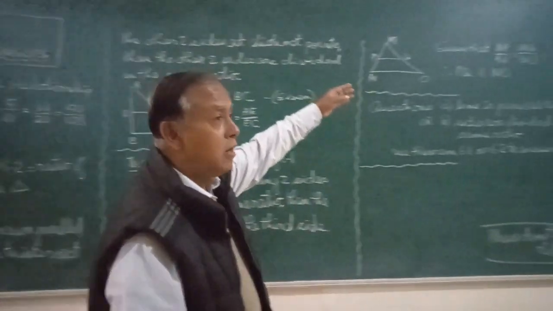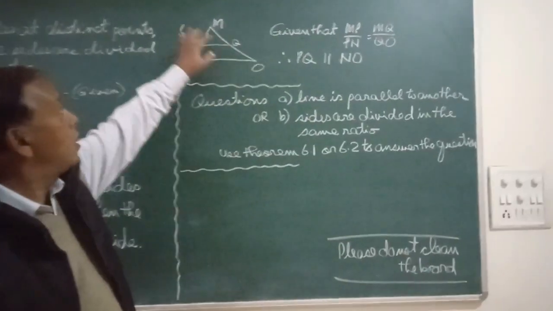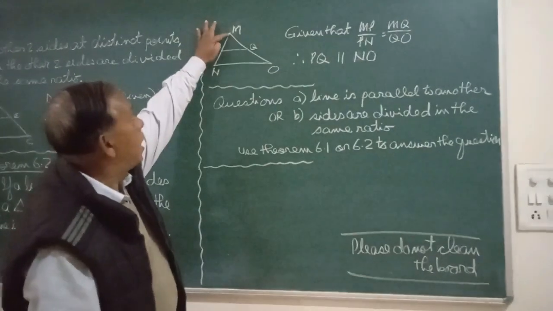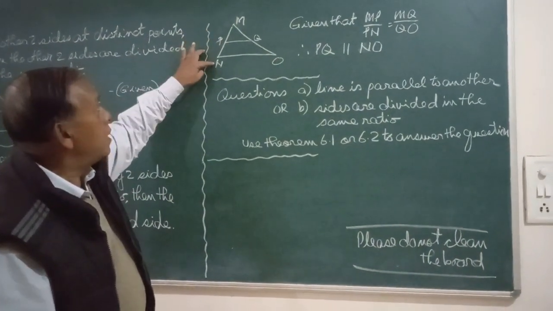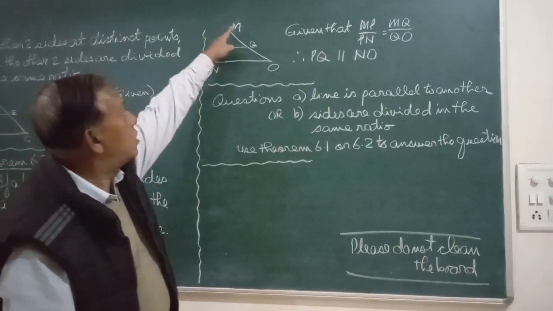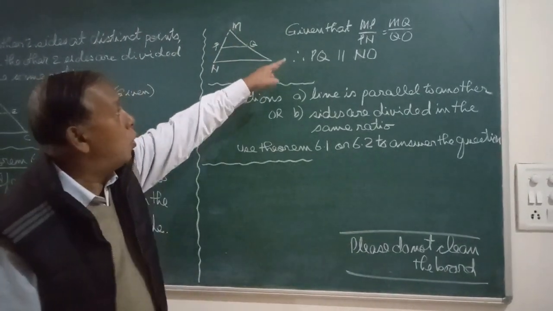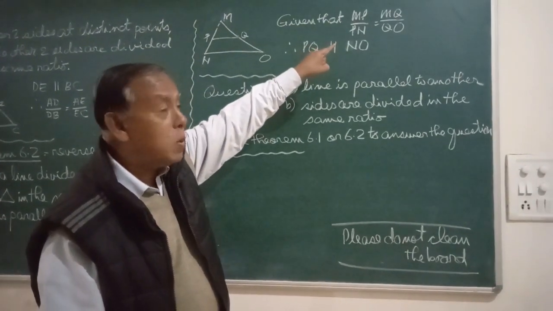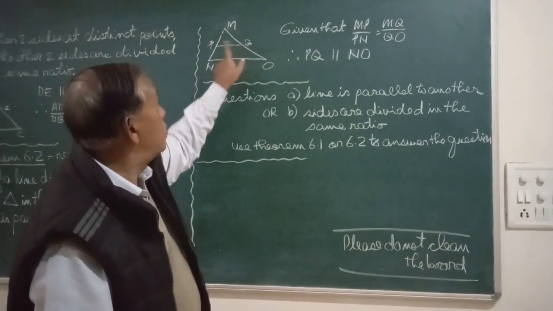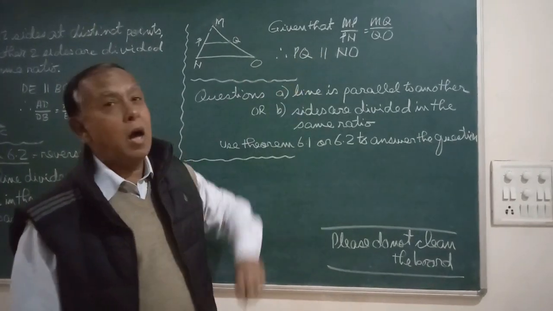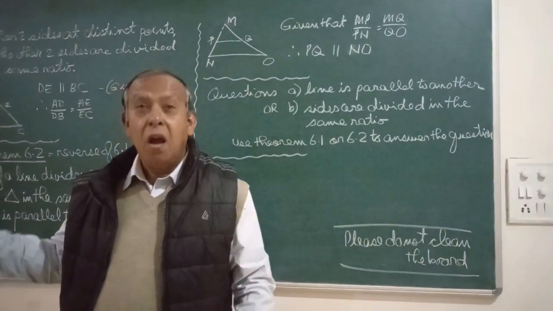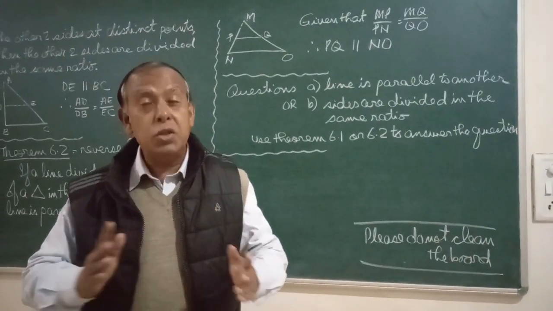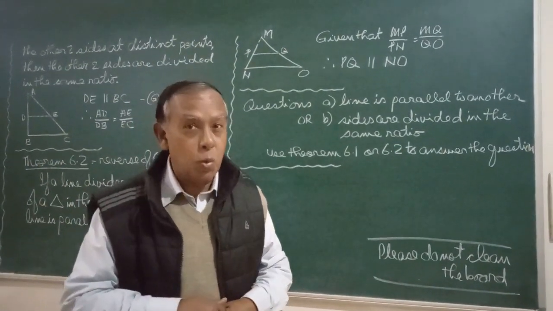So here we have the detail. We are given the triangle MNO and these two sides, MP upon PN is equal to MQ upon QO. We are given. And the conclusion, because they are equal, the lines PQ and NO are parallel. So 6.1 and 6.2 are very similar, only 6.2 is the opposite, the reverse of 6.1.